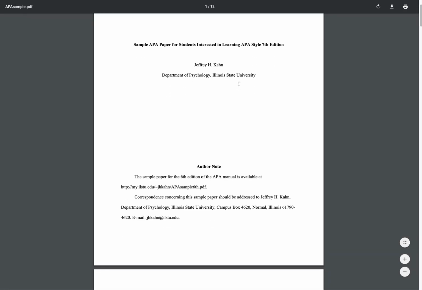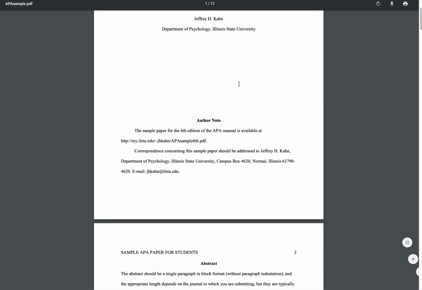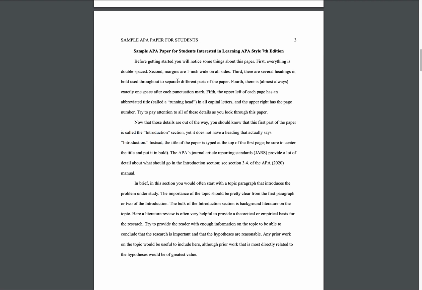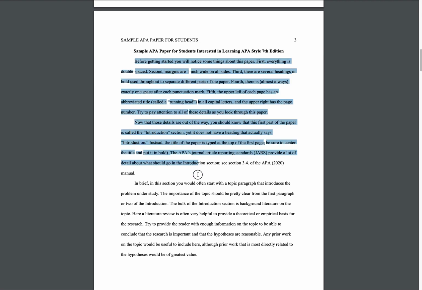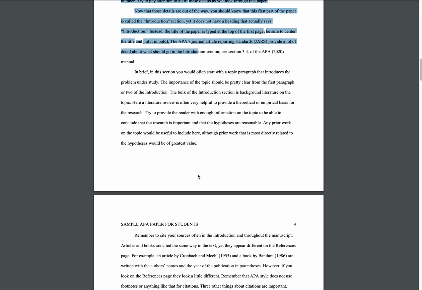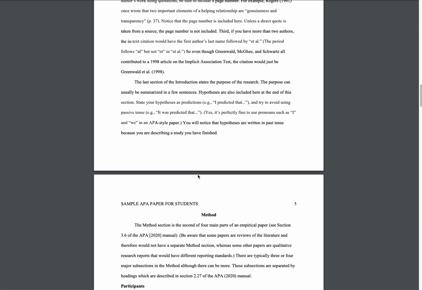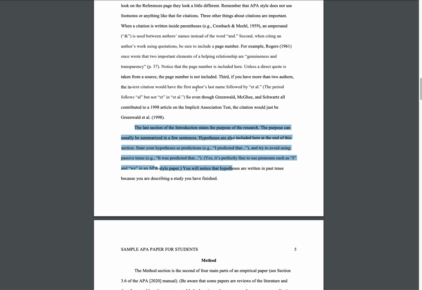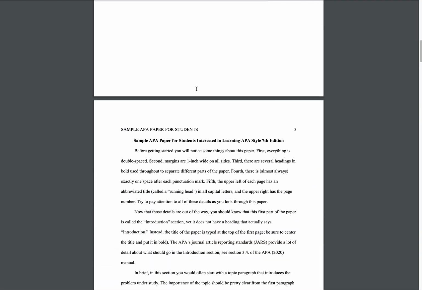I will provide you with this link in my announcement, but I like this paper because it gives you an idea of what you're looking for. It says some information about what should happen in your introduction section. See, the last section of the introduction states the purpose of the research. So I'll give you this link as well.